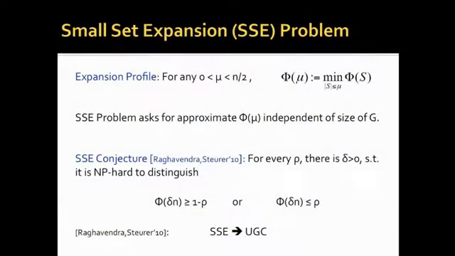So why is this problem of interest to us? First of all, Raghavendra and Steurer conjectured that this is an NP-hard problem. So they conjectured that for every value of rho, there exists some delta much, much smaller than rho, such that it is NP-hard to distinguish whether phi of delta n is close to 1 or if phi of delta n is close to 0. And more importantly, they proved that this conjecture implies the unique games conjecture.